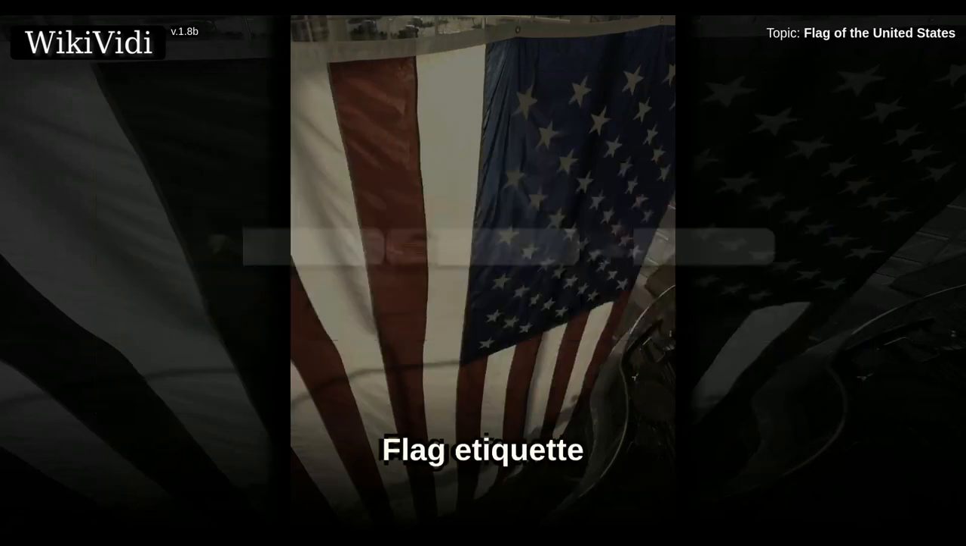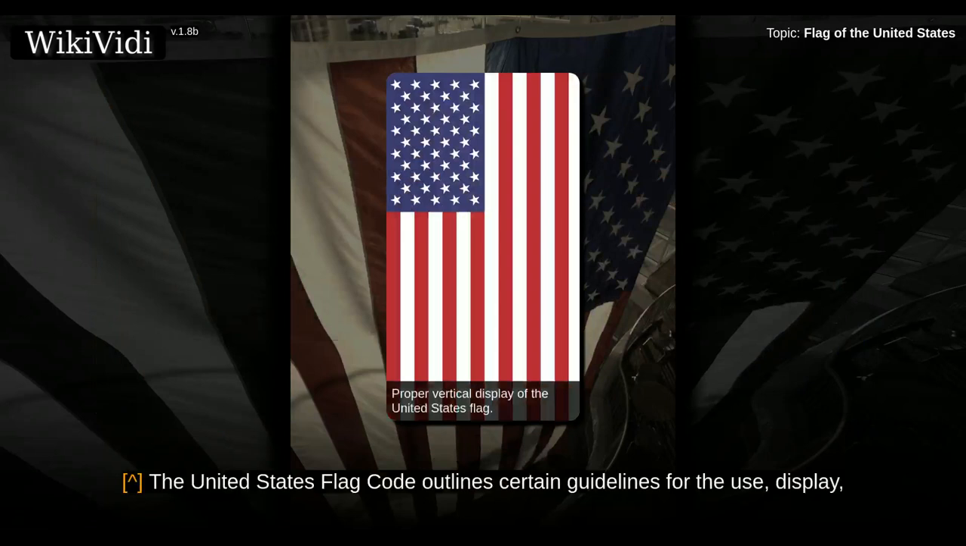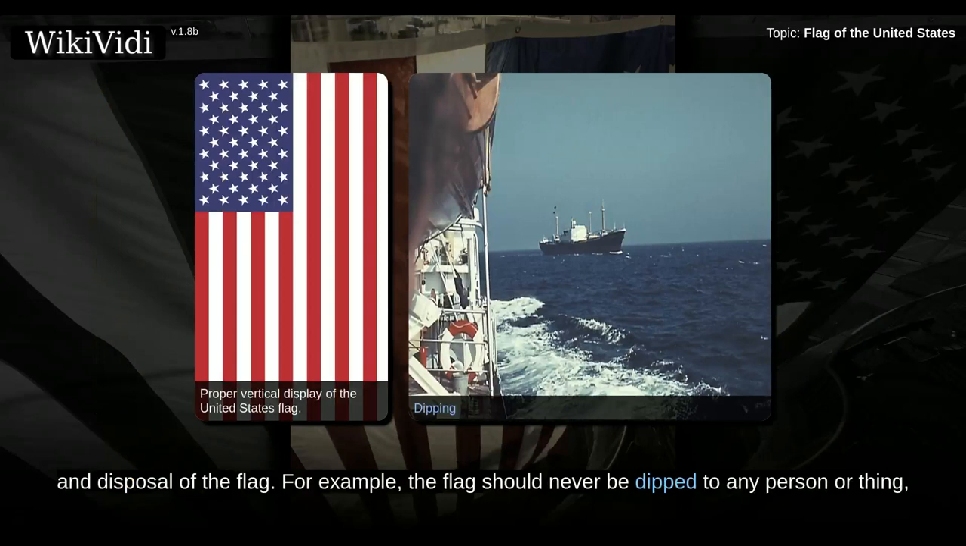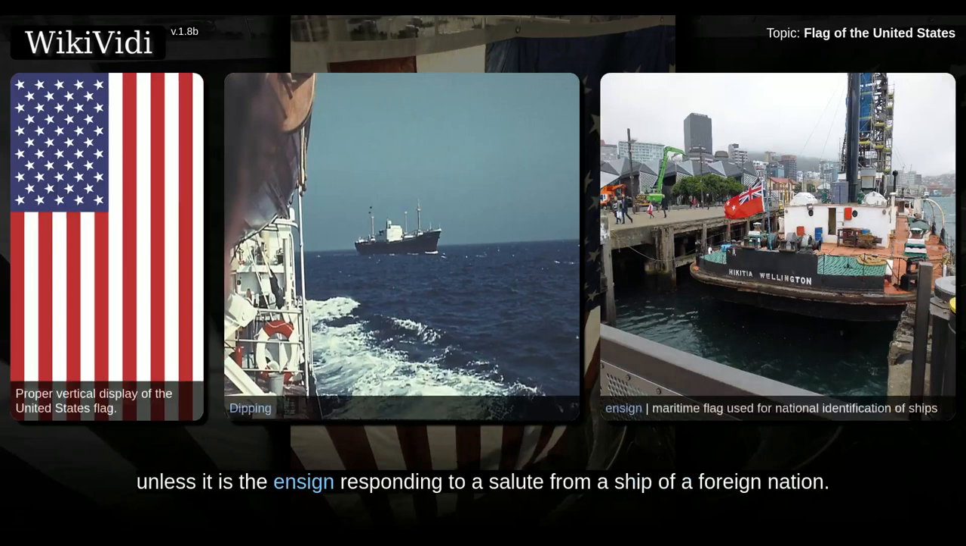Flag etiquette. The United States Flag Code outlines certain guidelines for the use, display, and disposal of the flag. For example, the flag should never be dipped to any person or thing, unless it is the ensign responding to a salute from a ship of a foreign nation.